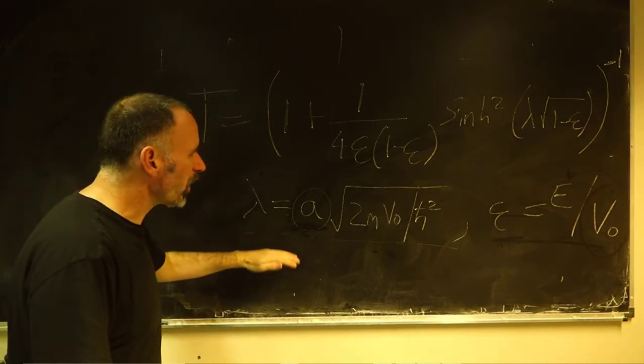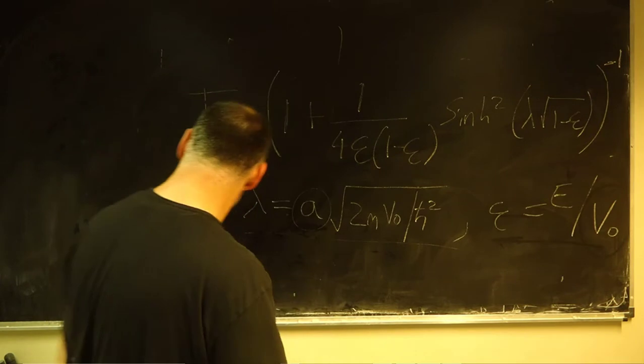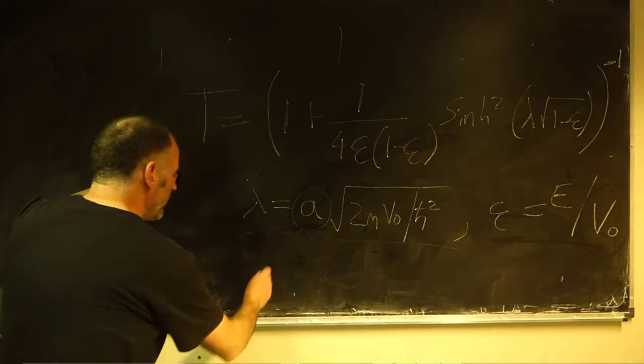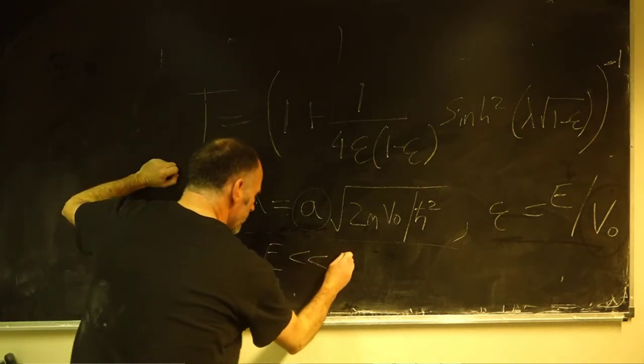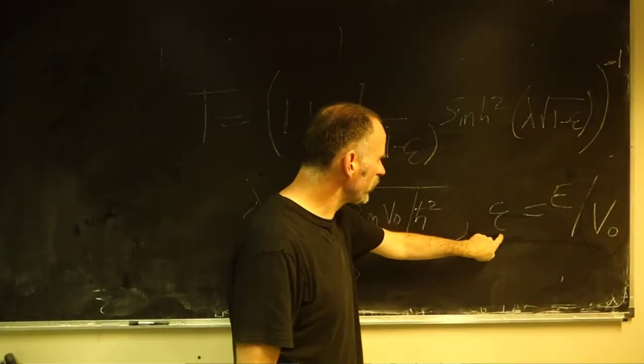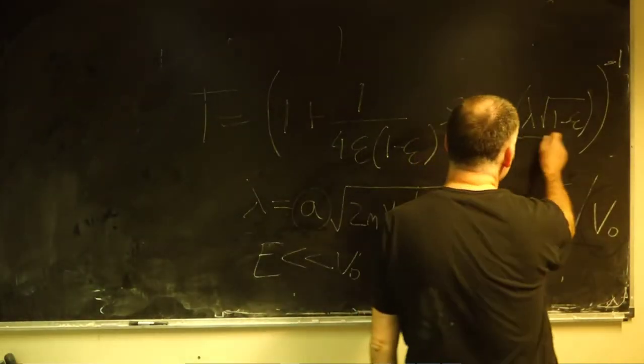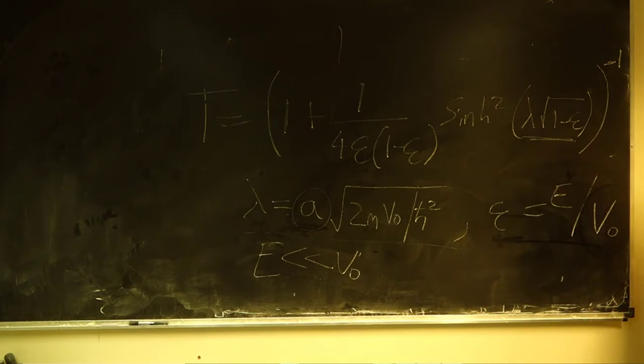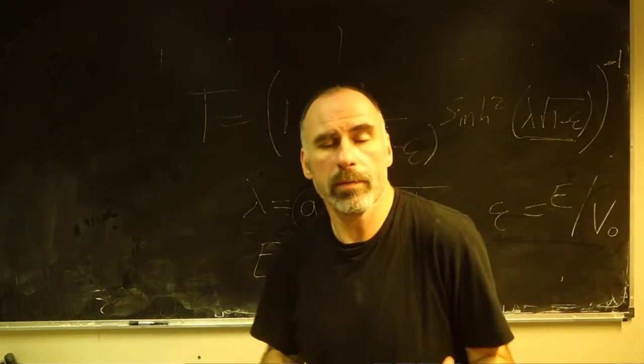So if we've got that and got that, let's consider the limit where E is much less than V0. So this will be much less than 1, and this lambda times 1 minus epsilon will be much greater than 1.